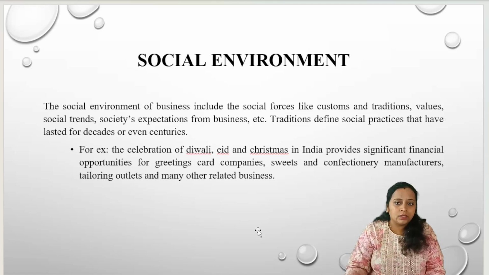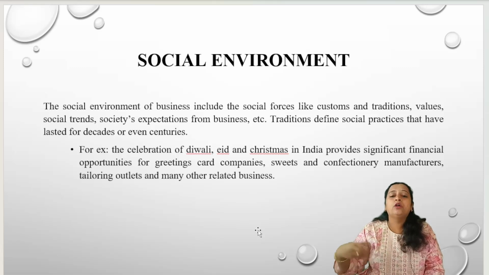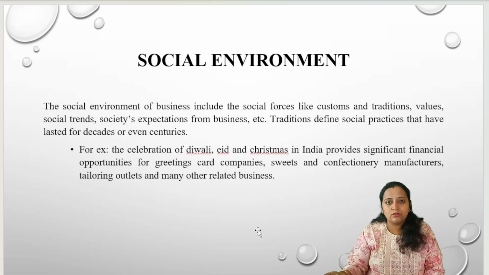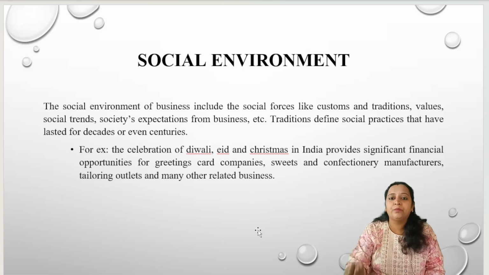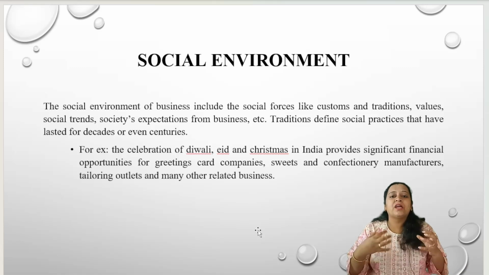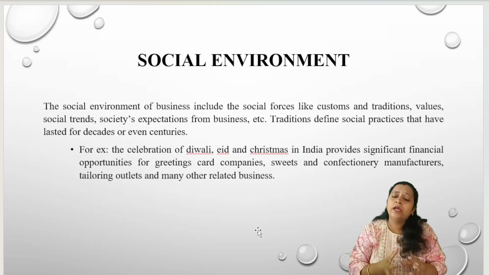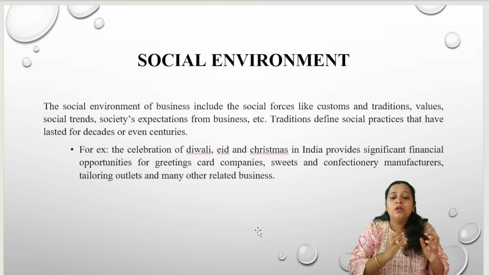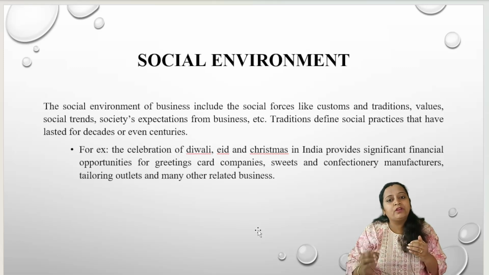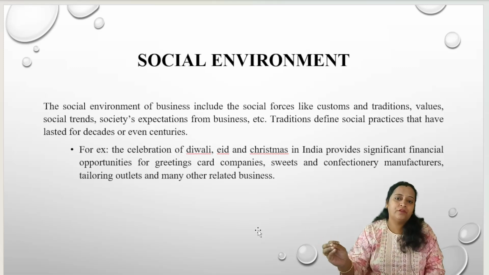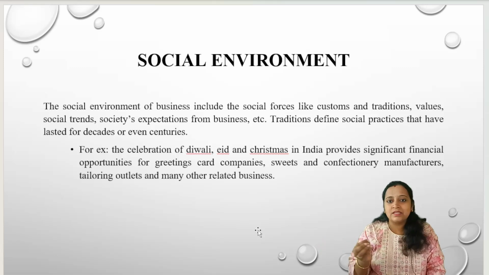Like it may be the clothing industry for clothing merchants, or sweets and confectionery during Deepavali, firecrackers, or during Christmas for cakes and all those things, during New Year celebrations. All these things will get a demand because we are living in a society where we follow societal norms, values, and traditions. So that will create a demand for a few businesses. In this manner, your social environment will also affect the performance of your business enterprises.